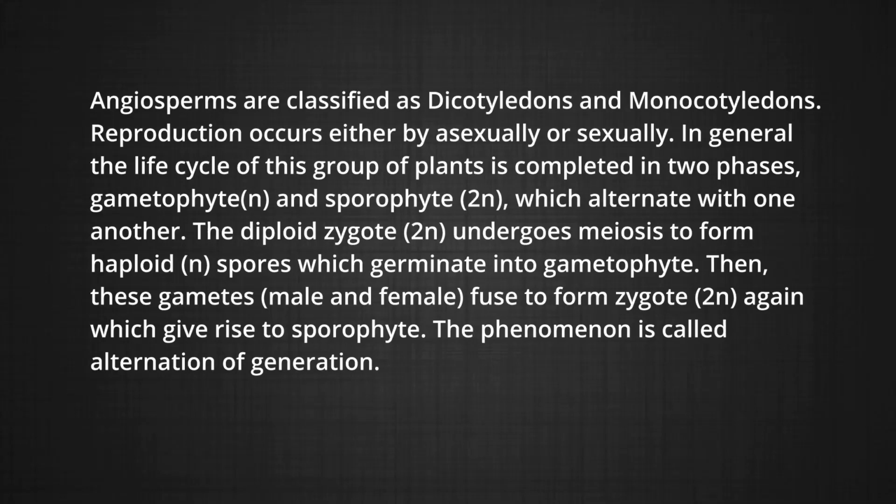In general, the life cycle of this group of plants is completed in two phases: gametophytic, that is haploid phase, and sporophytic, that is diploid phase, meaning 2N, which alternate with one another. The diploid zygote 2N undergoes meiosis to form haploid N spores which germinate into gametophyte. Then, these gametes, male and female, fuse to form zygote, a diploid structure, which again gives rise to sporophyte. The phenomenon is known as alternation of generation.